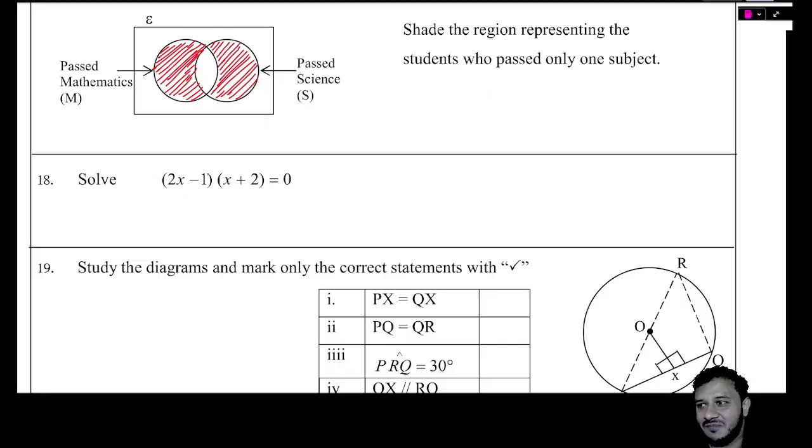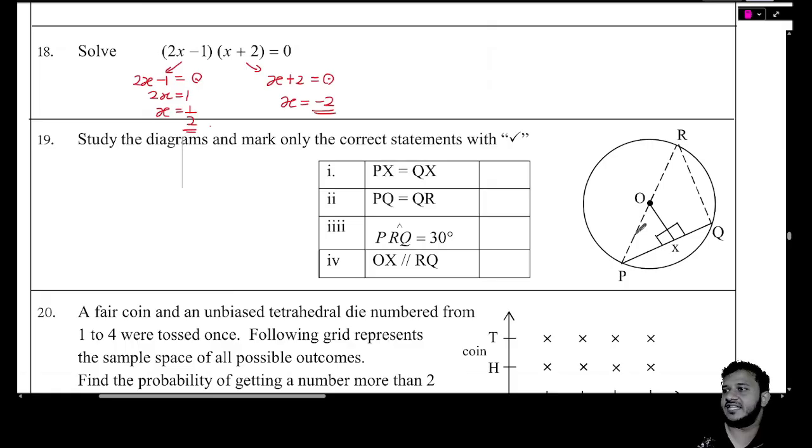Two factors multiplying together become 0 means either one of those factors is equal to 0. 2x minus 1 equal to 0 means 2x is equal to 1. That means x is equal to a half. x plus 2 equal to 0 means x is equal to negative 2, as plus 2 goes to the other side as negative 2. Finish.